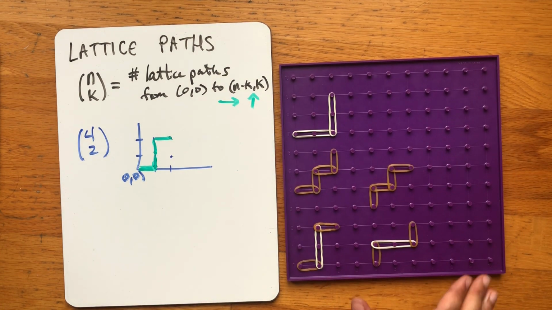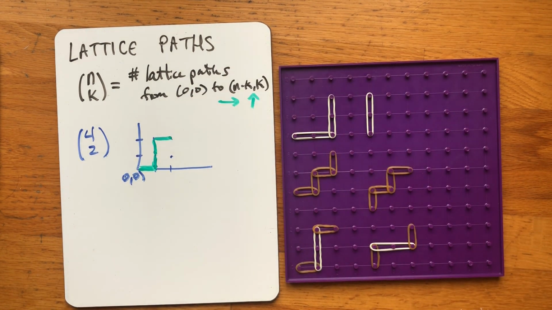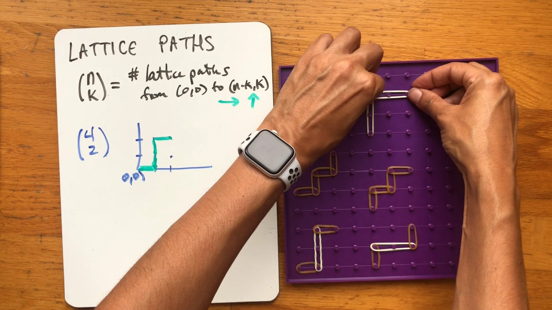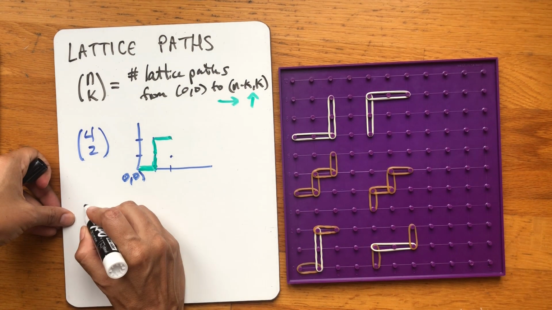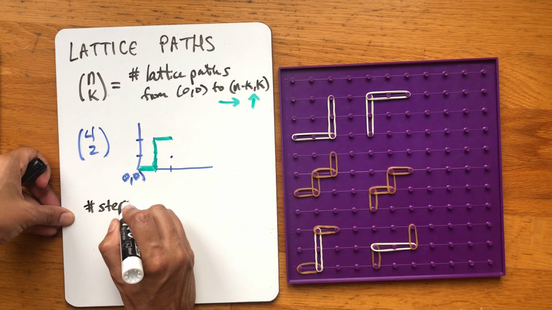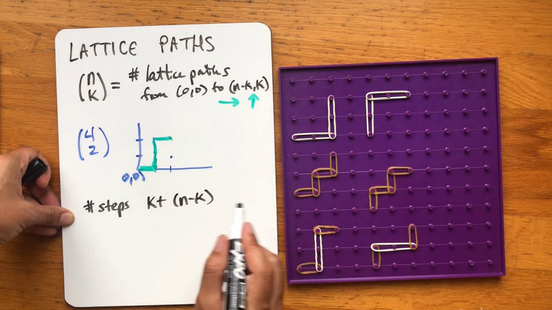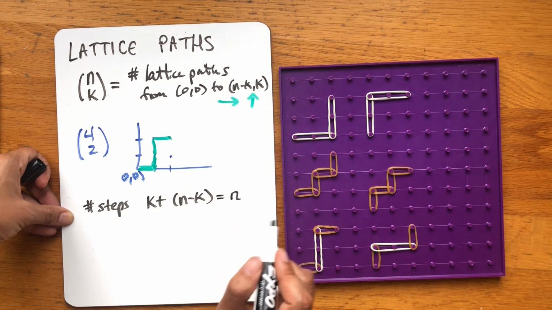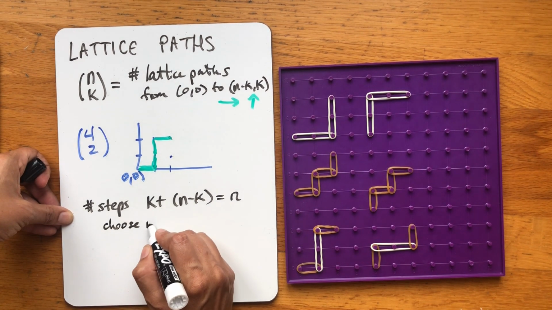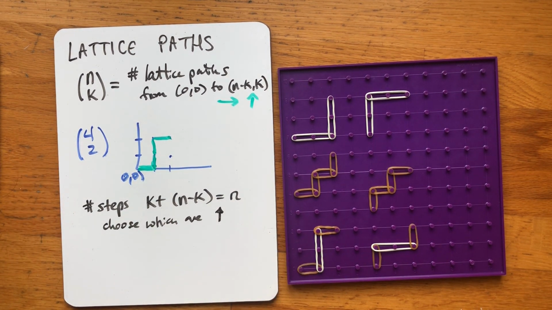And I can think about choosing which 2 of them are up steps. If I choose these 2 as up steps, my choice is now forced on me. And this is the idea. In order to get up to (n minus k, k), the total number of steps has got to be k up and n minus k to the right, which is equal to n, and we can choose which are up. And that's the combinatorial proof.